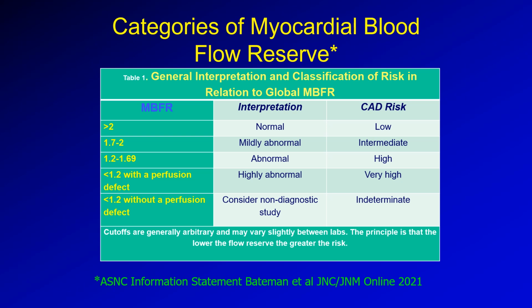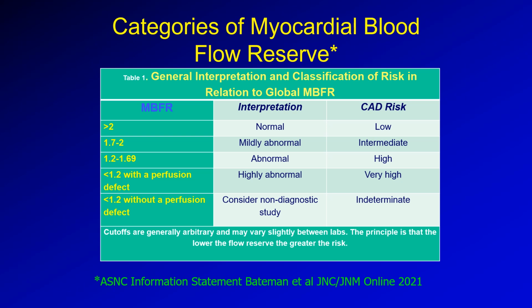perfusion defects. That patient carries a very high risk of coronary artery disease, and they have a very high risk of having a cardiac event in the next 5 years. If it is less than 1.2 with a perfusion defect, this is considered highly abnormal, and the patient has a very high risk of coronary artery disease and carries a very high risk of having a cardiac event in the next 5 years or closer than that.